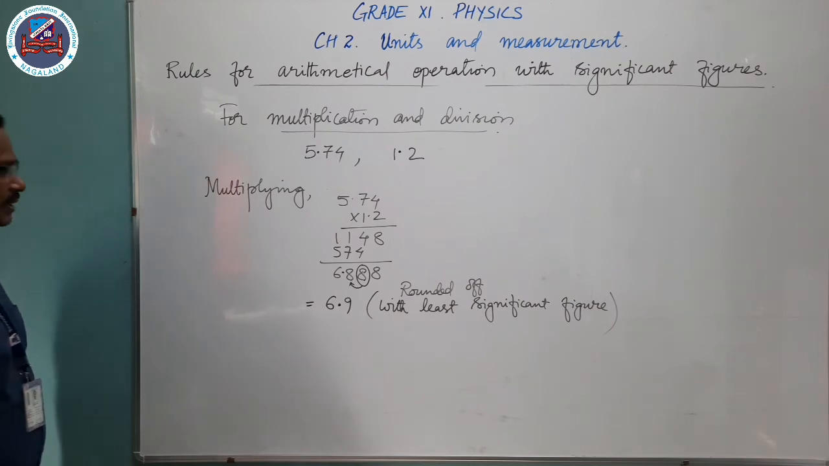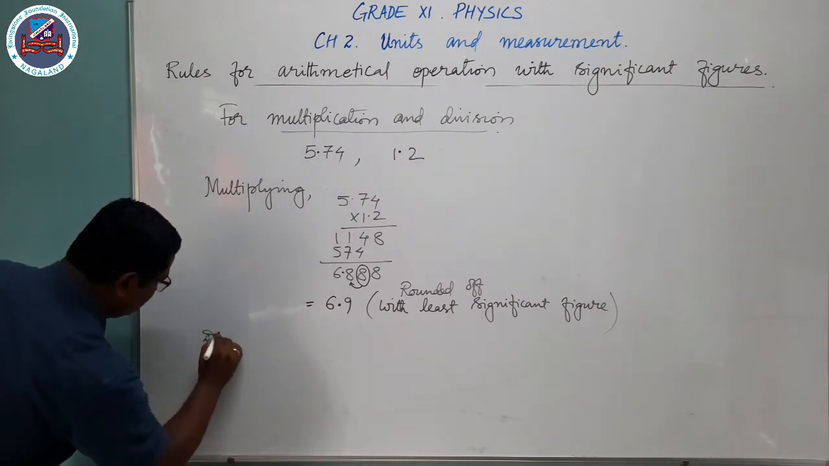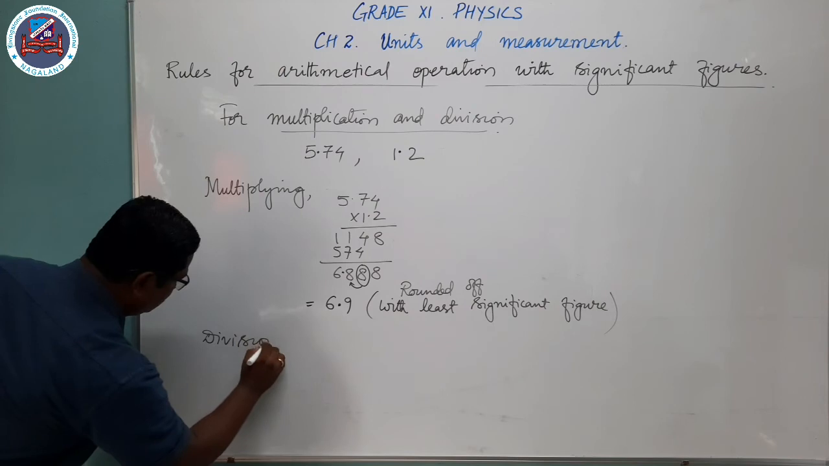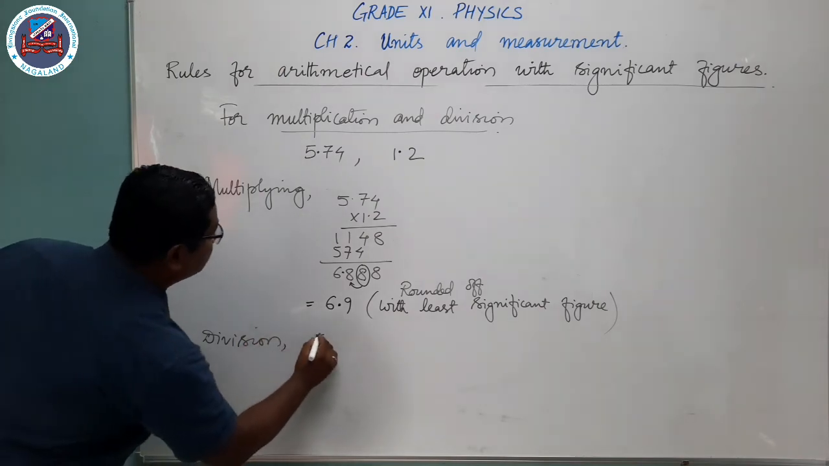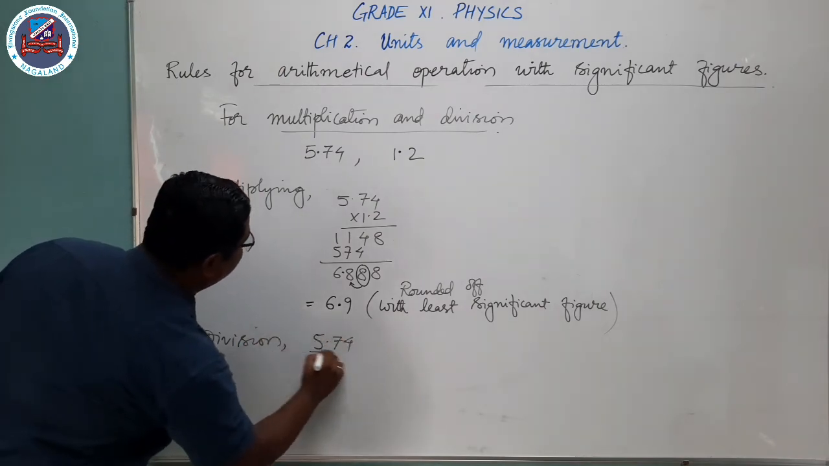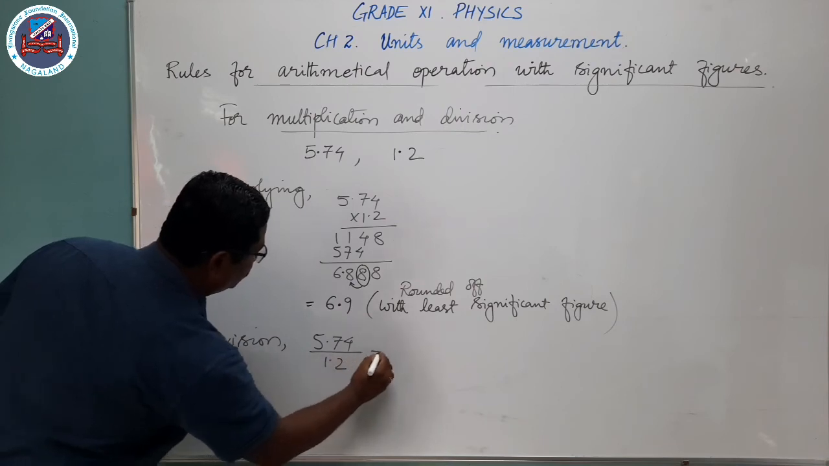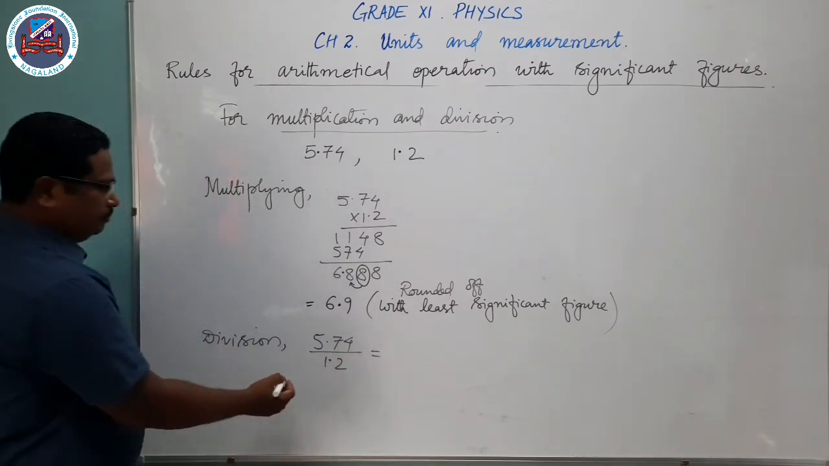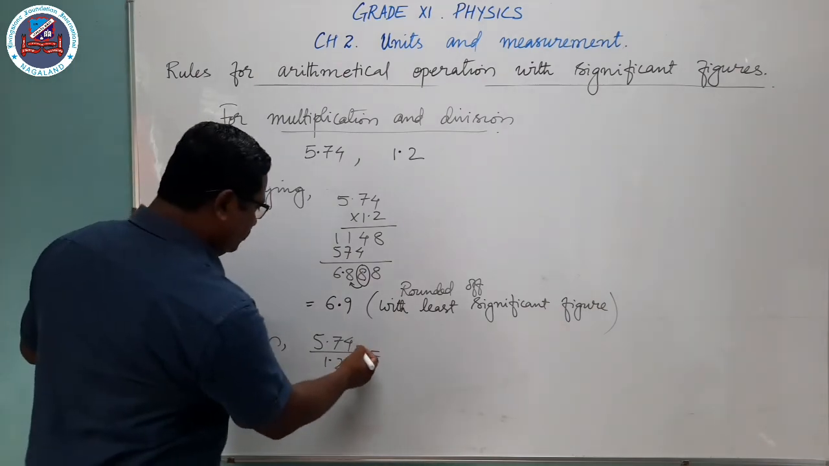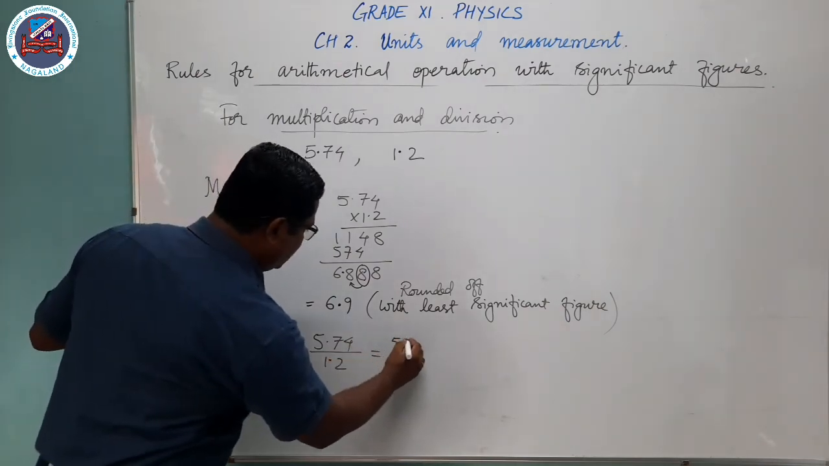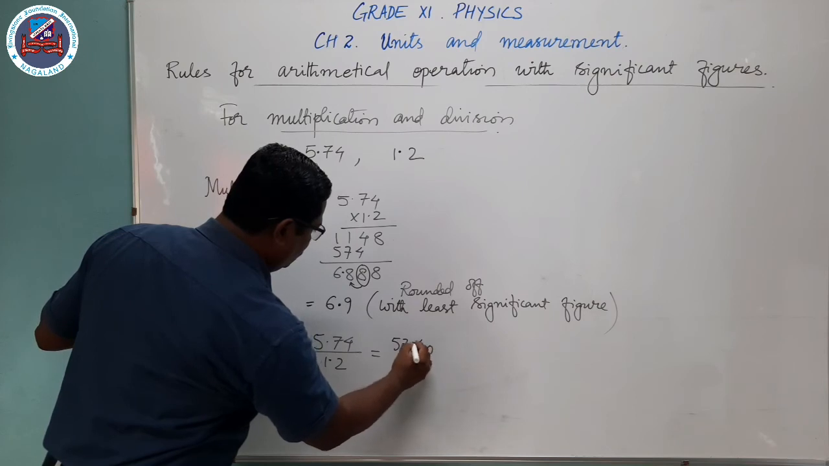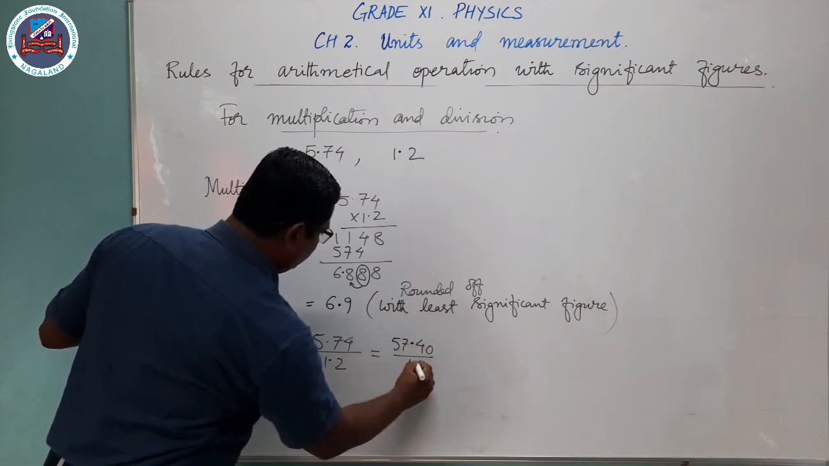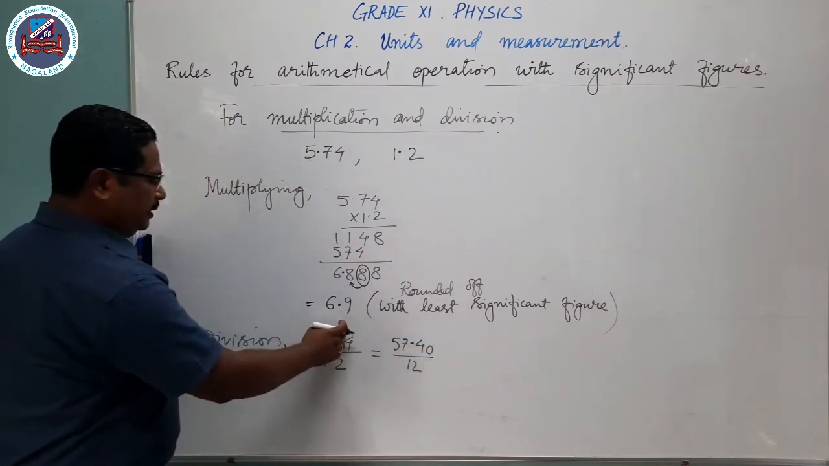Like that, division also will apply the same. Suppose 5.74 I am dividing by 1.2. So what I'll do is I'll remove this decimal. If I remove the decimal, then I have to multiply by 10, it will become 57.40 divided by 12. 1 digit will move ahead.